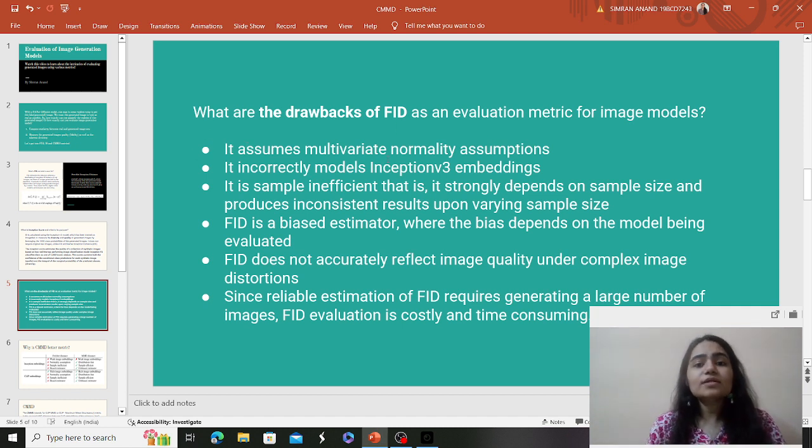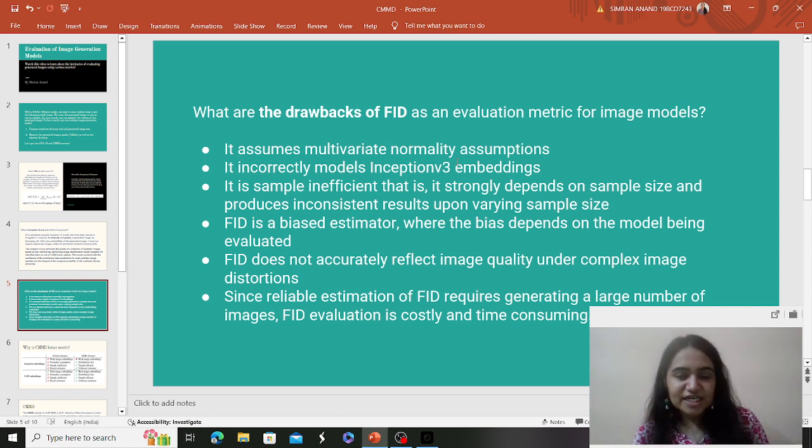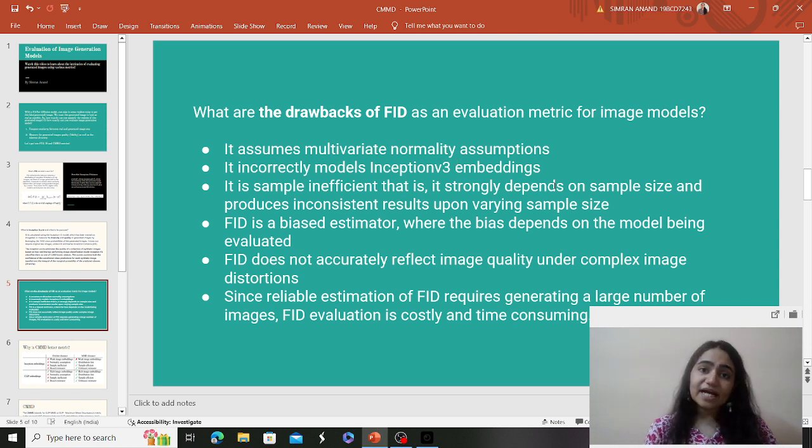Next, it incorrectly models Inception V3 embeddings, which is something to be considered, because ultimately we want correct modeling. What does it mean? Firstly, Inception V3 embeddings are of high dimension. That's again a problem. The model we have right now is Inception v3, which is trained on the ImageNet dataset. But what if we change that model itself? What if we use some other model which is probably trained on a larger image set and whose dimensionality is also less? That is a plus, right? So Inception v3 embeddings firstly are of high dimension, which is a problem.